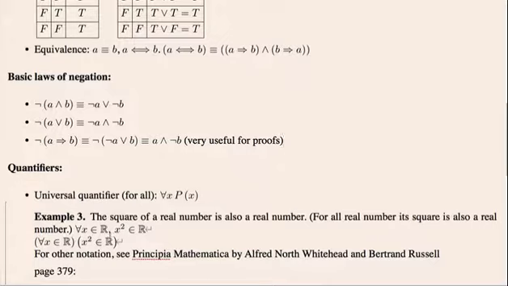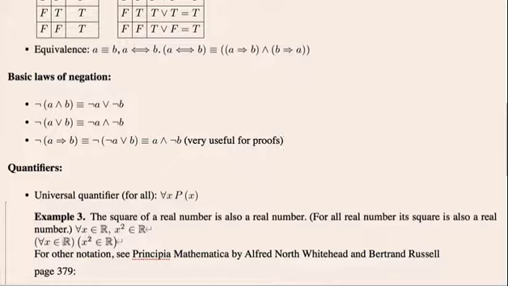There are different ways to write these symbols down. Another way is to use parentheses to combine statements, instead of a space and comma. So this one says for all x real number, x squared is a real number.